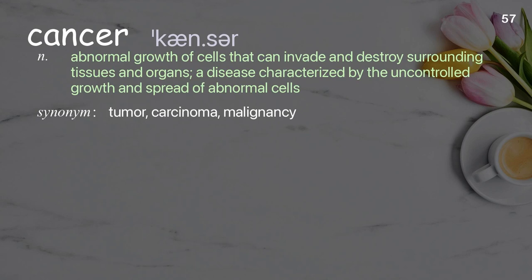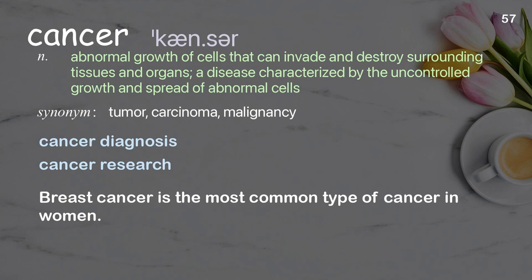Cancer. Abnormal growth of cells that can invade and destroy surrounding tissues and organs; a disease characterized by the uncontrolled growth and spread of abnormal cells. Examples. Cancer diagnosis. Cancer research. Breast cancer is the most common type of cancer in women.